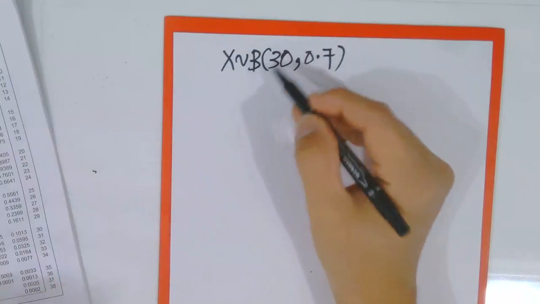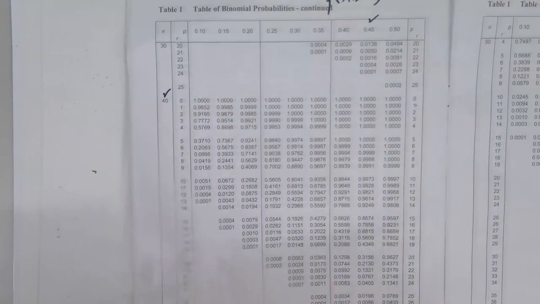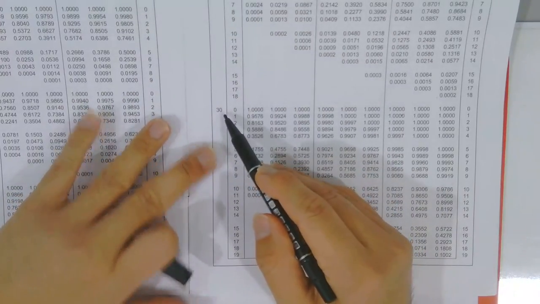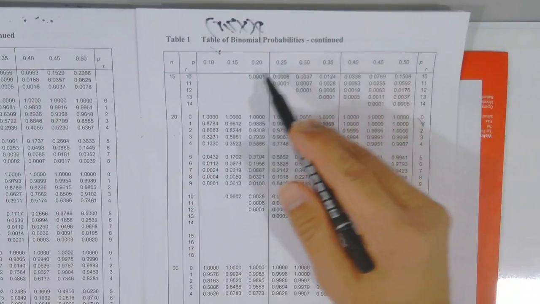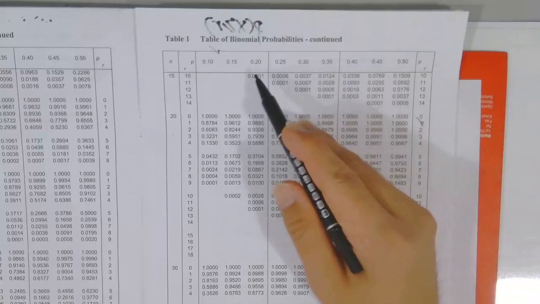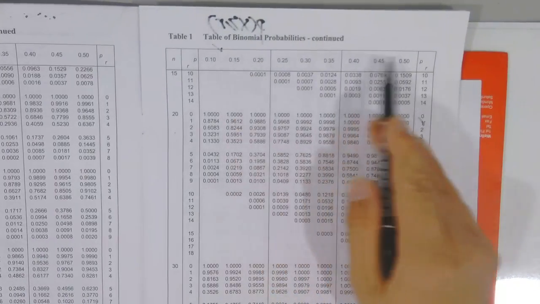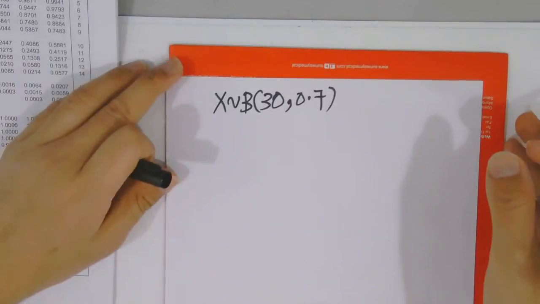The number of samples 30 is in this statistical table, right? If you look at 30 in this statistical table, there is no 0.7 here. That's the problem, and this is what I want to talk about in this video. The maximum is 0.5, but there is a value for n equals 30 here. So what you can do is some transformation.